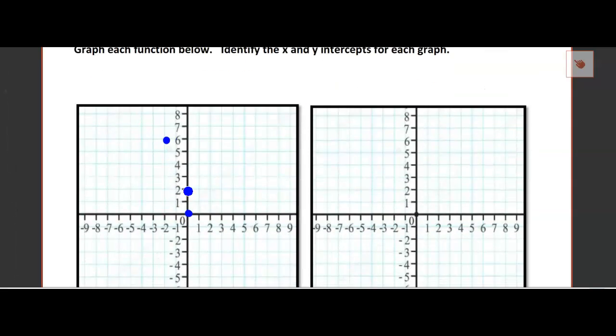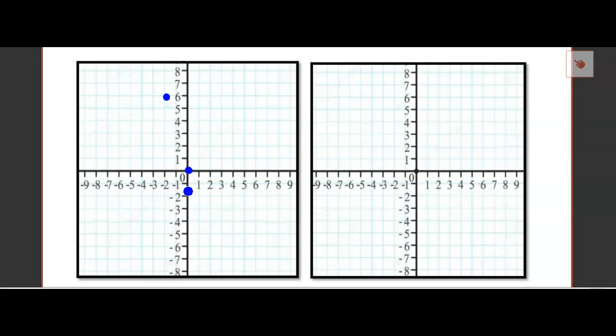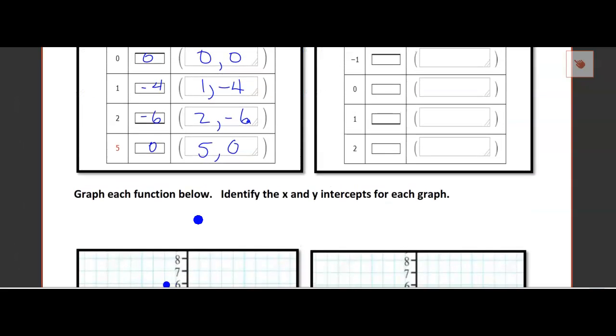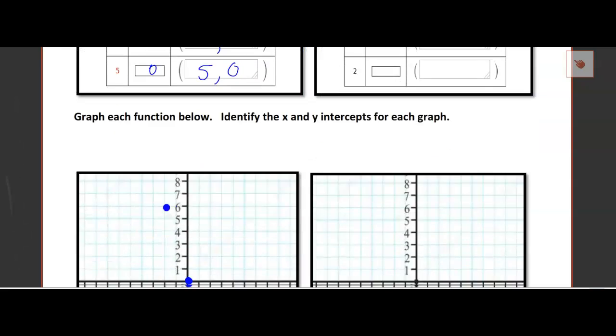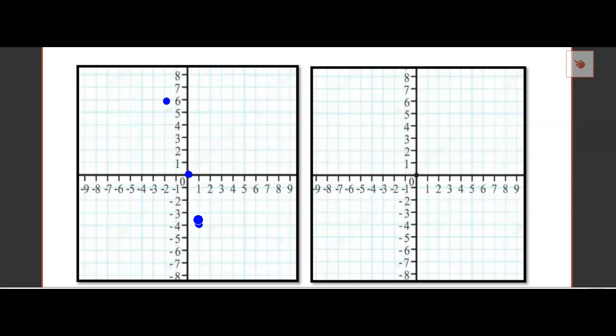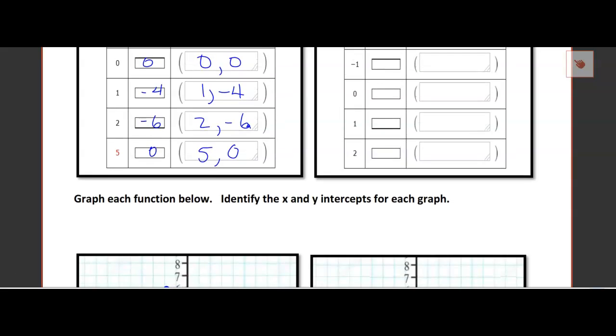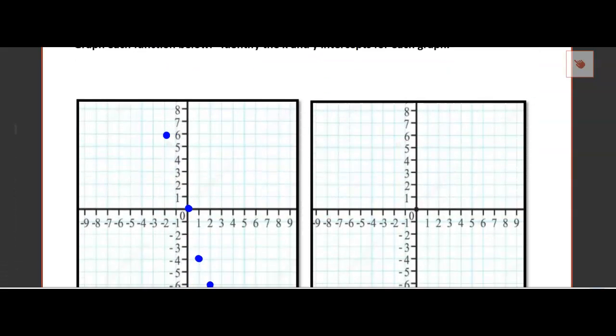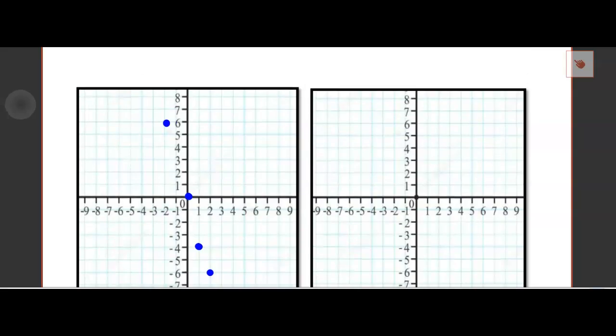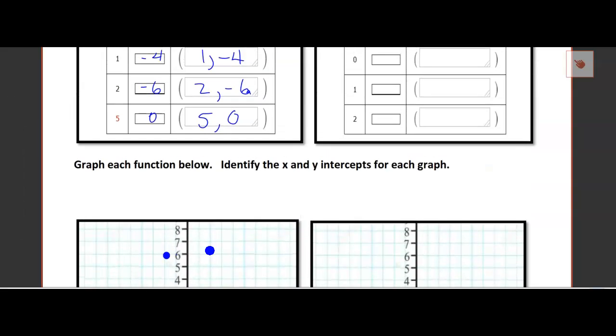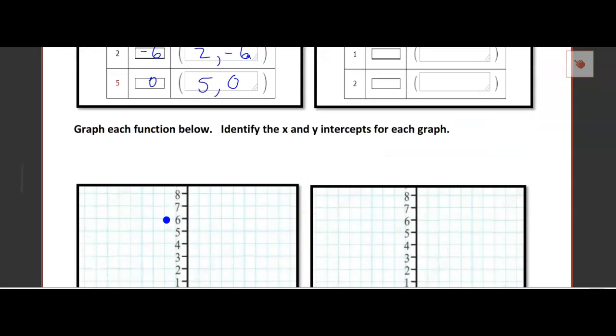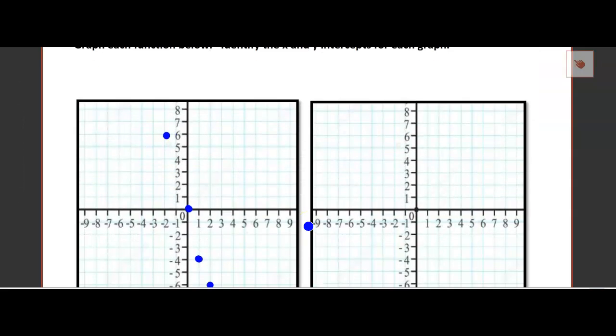1, -4. So I'll go over to 1 and go down to -4. 2, -6. So I'll go over to 2 and go down to -6. And then finally, I'll go over to 5. The last point was 5, 0. So I'll come over here, 5, 0.